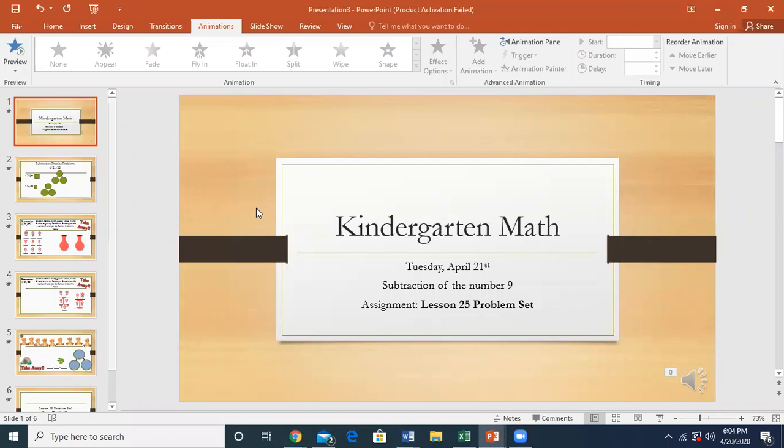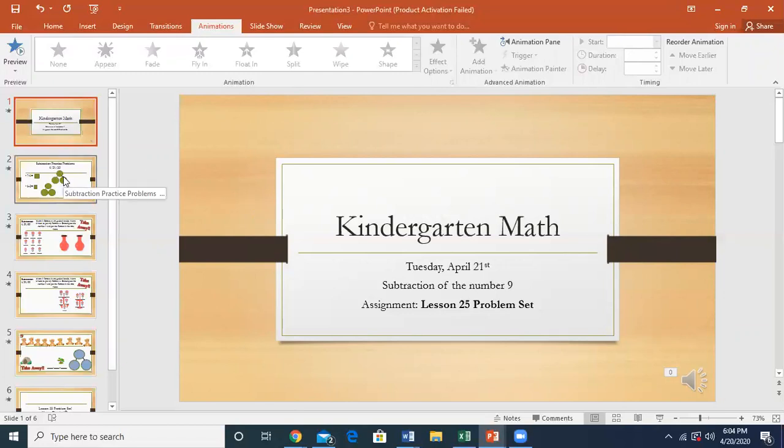Today we will be doing subtraction of the number 9. A reminder that our assignment today is lesson 25 problem set that you will upload to your class portfolio page. So today we are going to be learning different ways to break up the number 9 using our subtraction. We will do that in a few different ways with a few different problems.